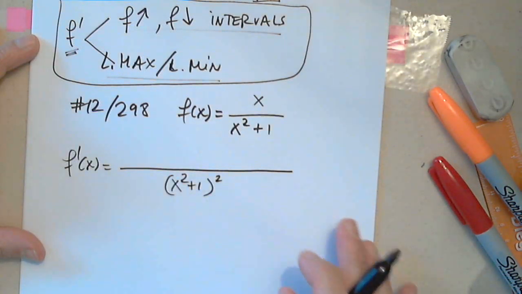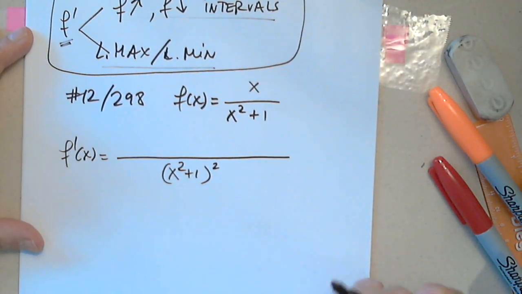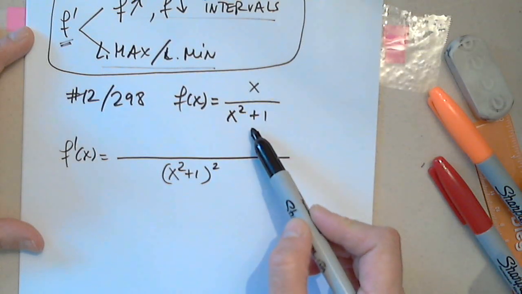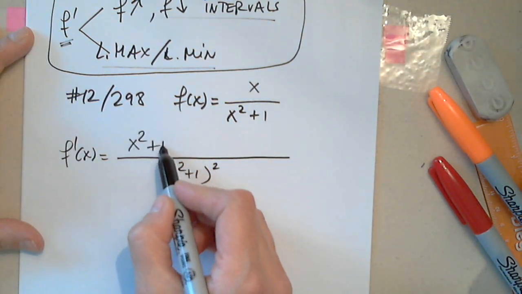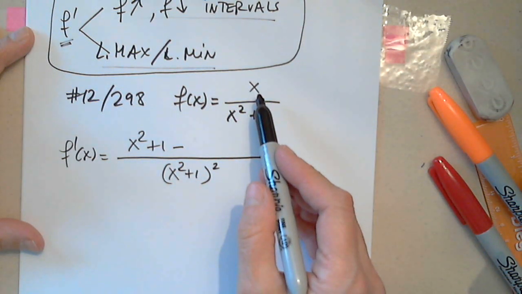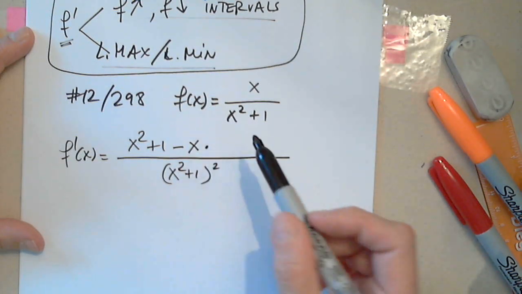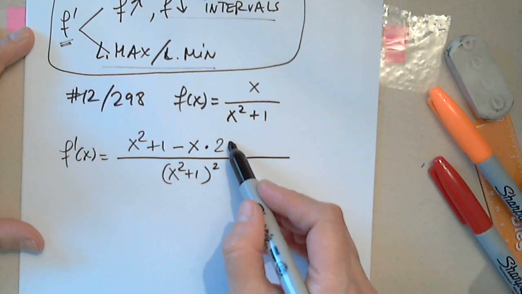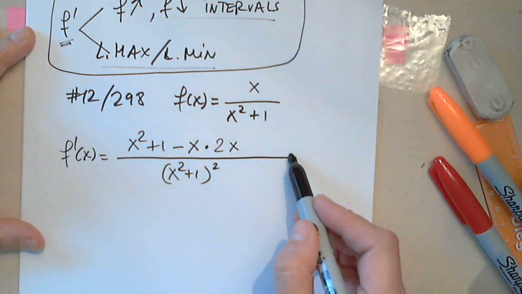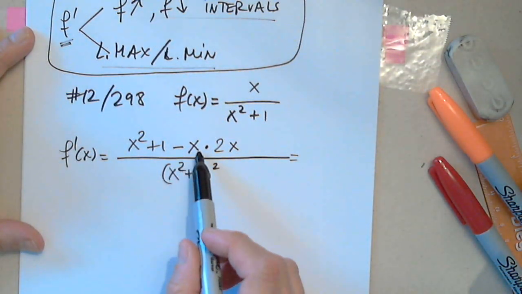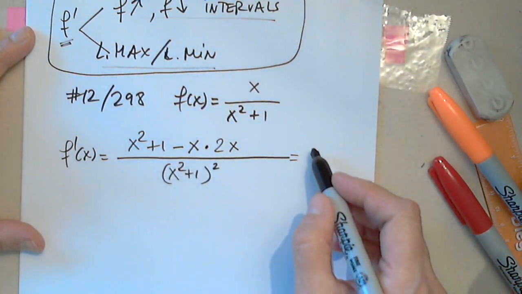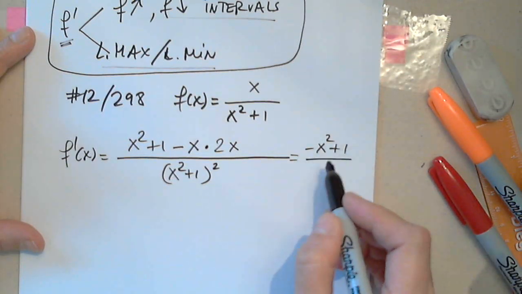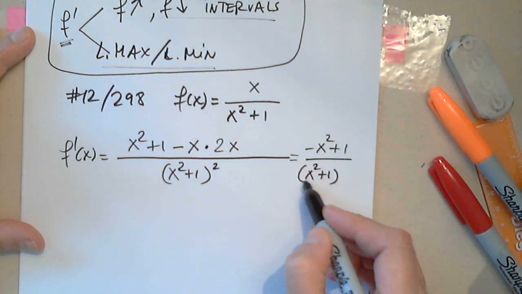I have to differentiate as a quotient. The numerator prime is 1 times the denominator minus the numerator times the denominator prime, which is 2x. So then the numerator becomes x squared minus 2x squared, so negative x squared plus 1, over x squared plus 1 squared.